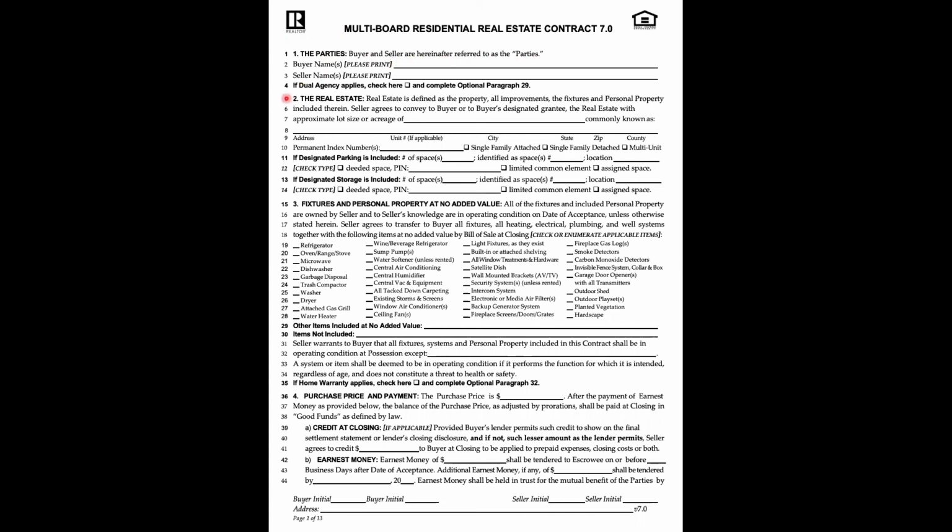Paragraph 2, the real estate. Here is where you'll see the property's address, its PIN number. All properties have their own unique ID number called a PIN number. If it's an attached home, aka is it a condo or a townhome? If it's a detached home, aka is it a single family house? Or if it's a multi-unit home, aka is it a 2 to 4 unit building.